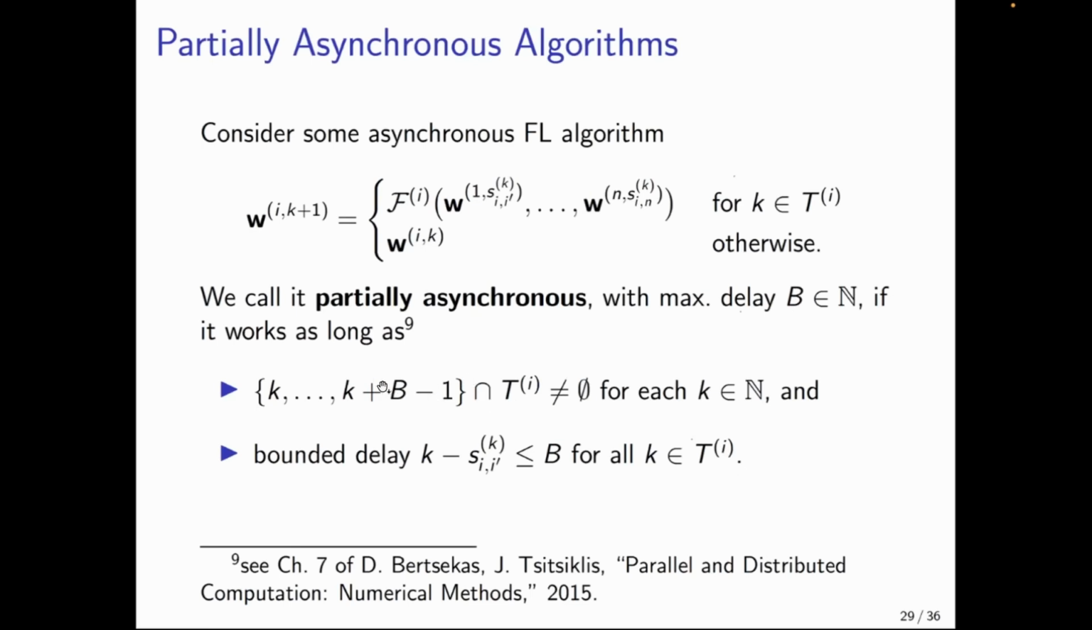Yeah, so the requirements for a partially asynchronous algorithm is that each worker wakes up during each B time steps or events at least once, and the delay from each node to each of its other nodes cannot be larger than B. So we have a bounded delay.